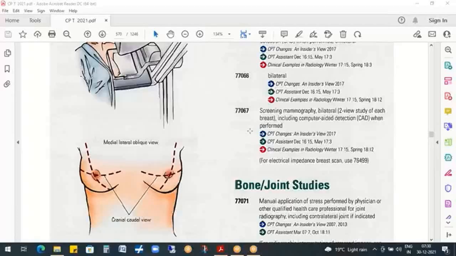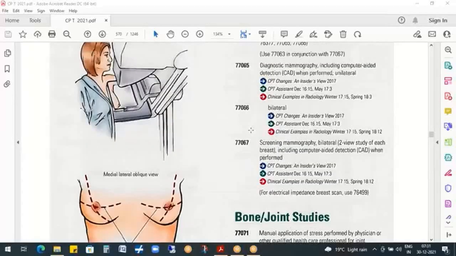See the code description 77067. Screening mammography, bilateral by default. Without a reason for the visit, that means if she is coming for an annual examination, by default they perform it on both sides. If she is coming with a problem, you can say it's diagnostic. If she is having it on the left side, they will perform unilateral. If she is having it on both sides, they will perform bilateral.